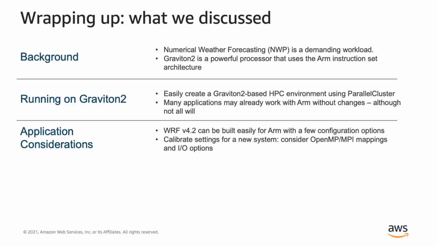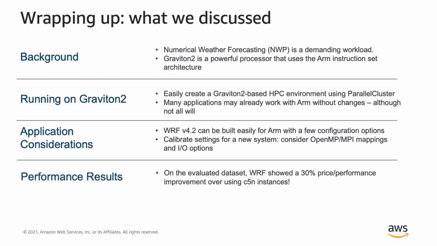We also talked about application considerations. So WRF, as an example, can be built very easily with just a few configuration options. But as when you're dealing with any other system, calibrate your settings. So look at OpenMP, MPI thread mappings, and IO options. Next, we looked at those performance results. On our evaluated data set, the CONUS 2.5 kilometer, WRF showed a 30% price performance improvement using C6GN over the C5N instances.